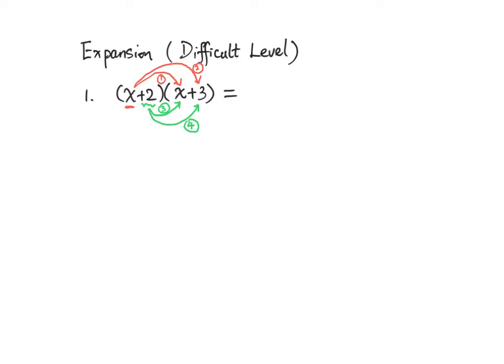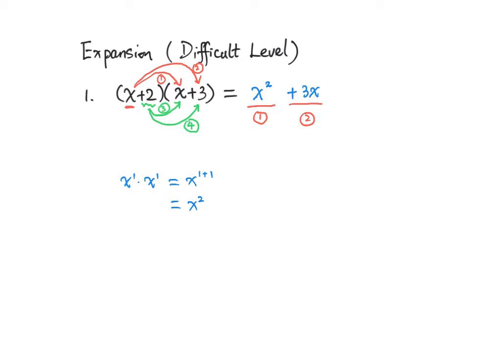So first of all, we write down the first step. X times x give us, so x power 1 times x power 1 give us x to the power 1 plus 1, which is x to the power 2. So therefore, for the first step, we have x squared. And for the second step, x times positive 3, which is positive 3x. So this is the second step.